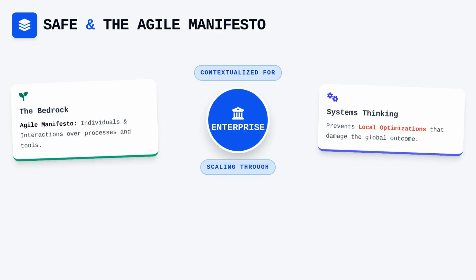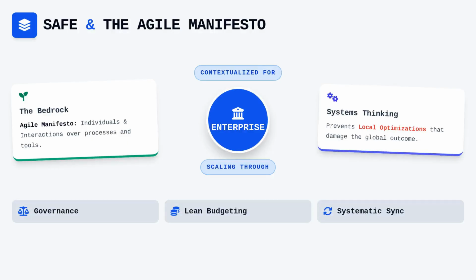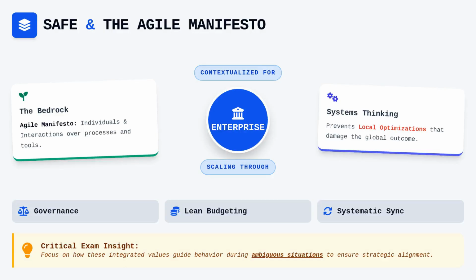We apply the manifesto by scaling those core tenets through the lens of governance, lean budgeting, and systematic synchronization. This integration ensures that strategic alignment is not just a top-down mandate, but a shared value system that permeates every level of the organization. Understanding this synthesis is critical for the exam, as you will be tested on how these values guide behavior when the path forward is ambiguous.